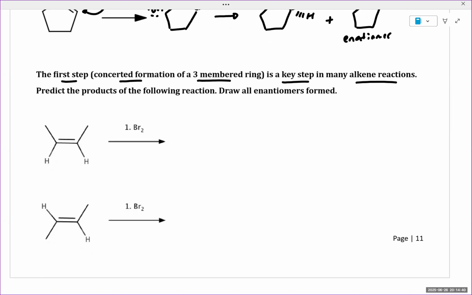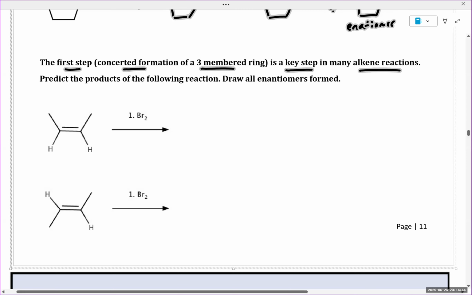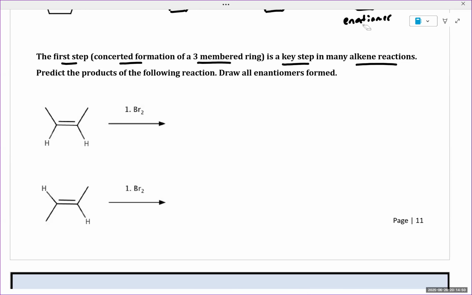So I'd like you to take a moment now, and we're going to look at a Z and E alkene. What I would like for you to do is, for this Z and E alkene, predict the products of the following reactions, and draw all enantiomers formed. So pause the video, work through these examples, and then we'll discuss momentarily.